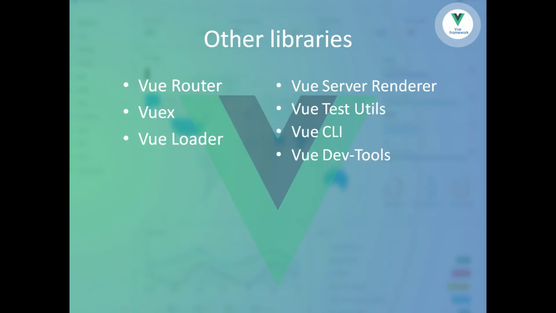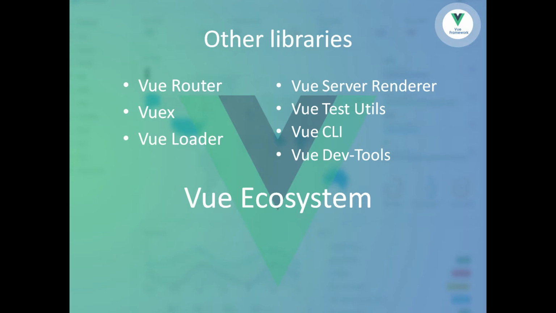As I said, there are some other libraries you have to use. Here I will just mention a few of those: Vue Router, Vuex, Vue Loader, Vue Test Utils, Vue CLI, Web Dev Tools, and so on and so on. And all these libraries together are forming something which is called the Vue Ecosystem. So the Vue ecosystem is just other libraries together with Vue's core library.